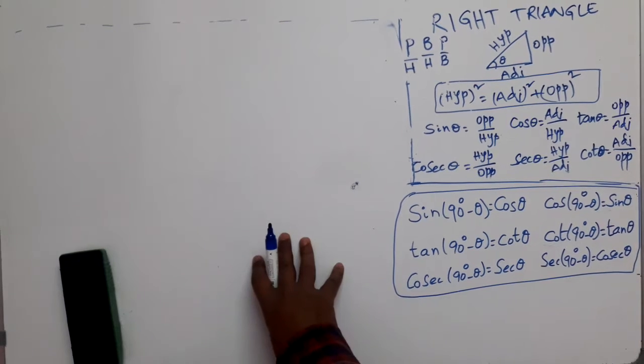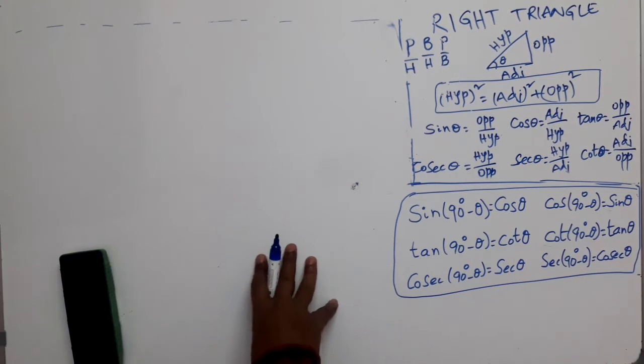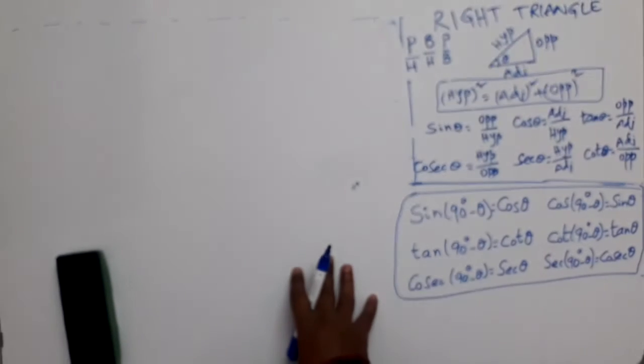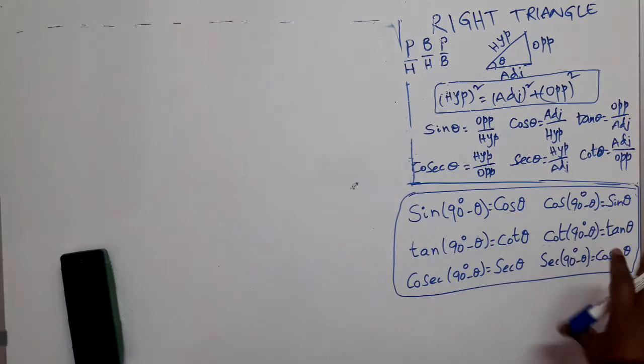Before going to the exercise, let us see some basics. We have discussed earlier these basics, right? We know sin theta is opposite by hypotenuse, cos theta is adjacent by hypotenuse, tan theta is opposite by adjacent, and so on. In this particular exercise, we need some new formulae.